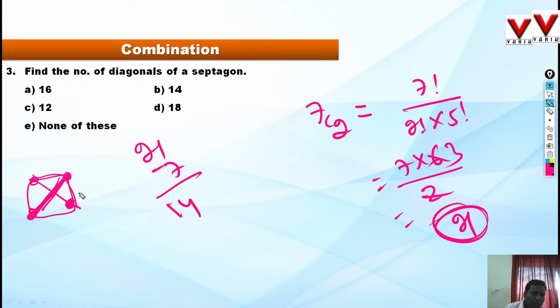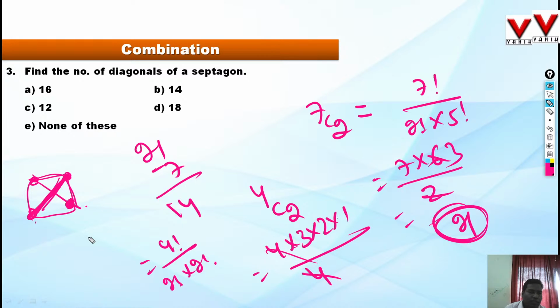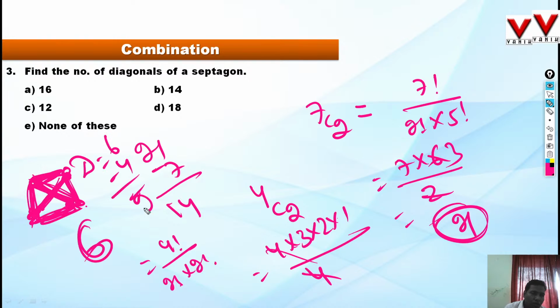4 factorial means 4 into 3 into 2 into 1. Then 2 factorial is 2, and the 2 cancels. 3 2s are 6. There are 6 lines. From the 6, 4 are sides of the square. Then diagonals is 6 minus 4, which is equal to 2.